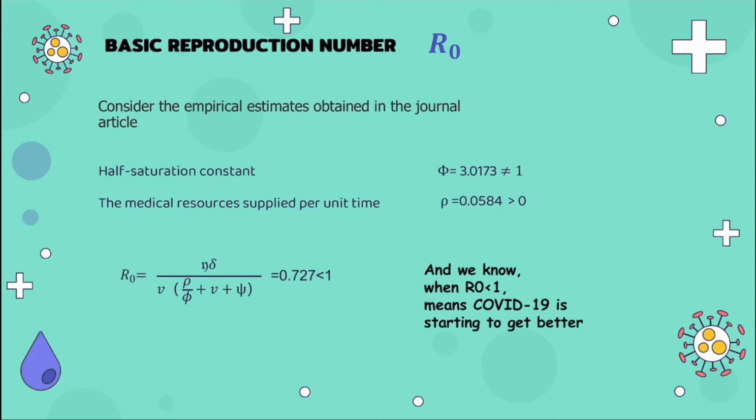Then consider the empirical estimates obtained in the journal article. We have our ZHOU and phi. Phi is not equal to 1, and ZHOU is larger than 0. Then we can use our R03 here and get this one, 0.727. This one is less than 1, so it's good news, because we know R0 less than 1 means the situation is starting to get better.